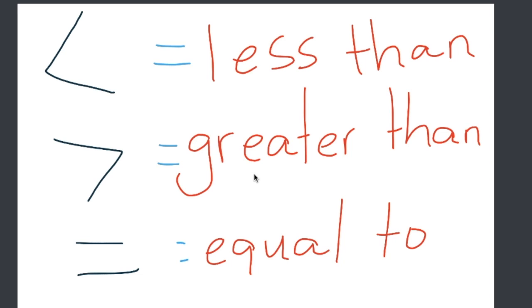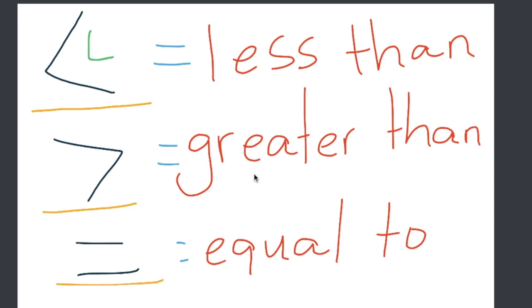So, we know that when we see this symbol, it is telling us less than. Now, what kind of helps us is that this kind of looks like an upside down L, which helps us remember that it means less. L for less. All right. And then this symbol is greater than. And then this symbol is equal to. So we have less than, greater than, and equal to.